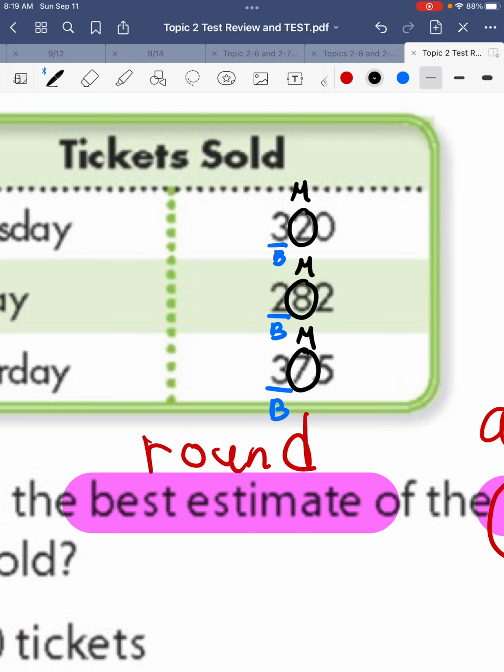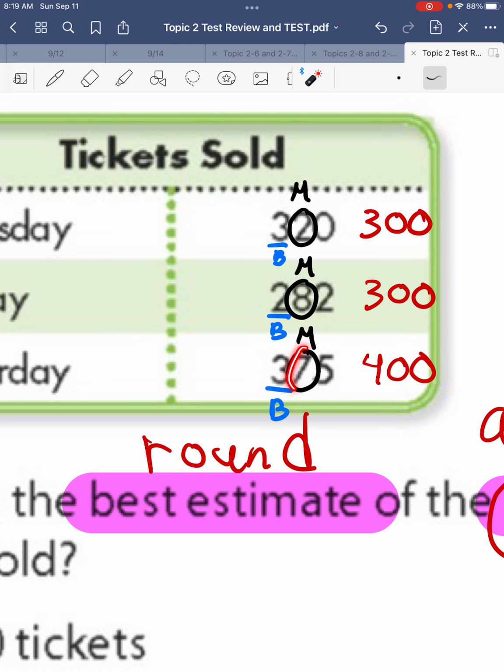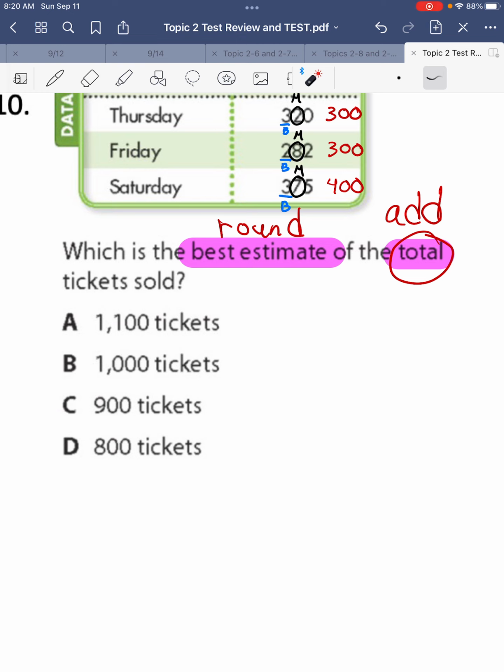So now if I round them, 320 will become 300, because since my mom is 4 or less, baby will stay the same. 282 will become 300. Okay, because my mom is 5 or more, baby will round to a 3. My 375 will become a 400, because since my mom is 5 or more, baby's going to round to a 4. So now I can add my numbers.